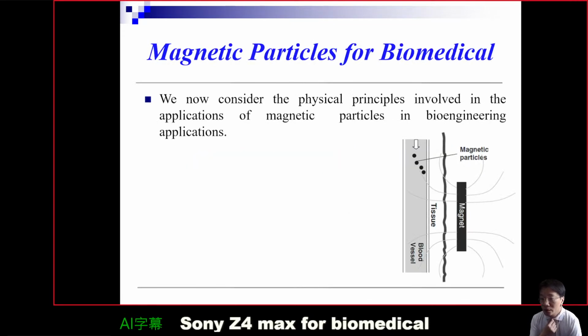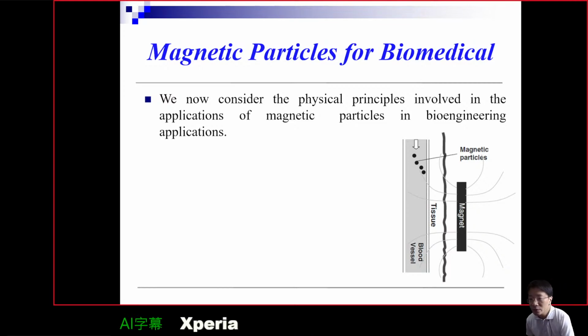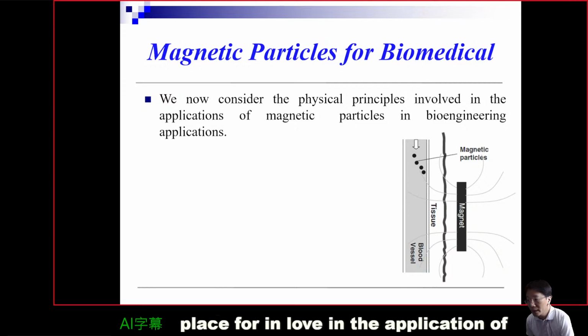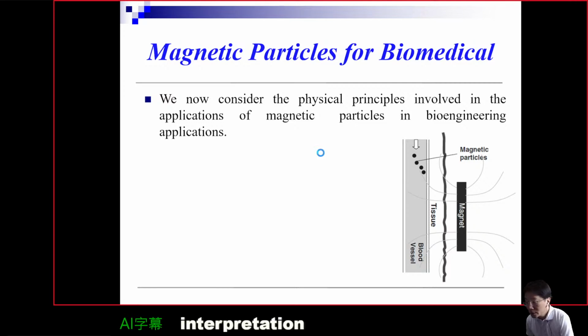Okay, so now we consider the physical principles involved in the application of magnetic particles in bioengineering. Shown here is a figure where we introduce the magnetic particle into your blood vessel, and this magnetic particle is attracted by the magnet outside the tissue. So we may guide the movement of this particle to any part of the tissue.